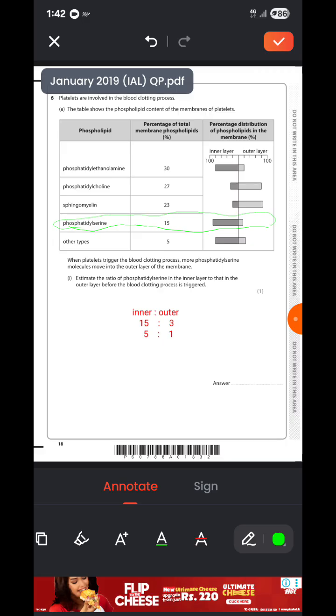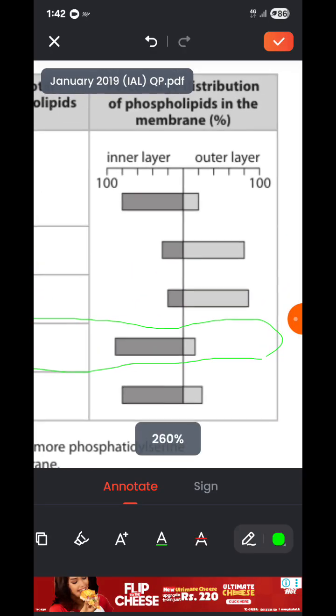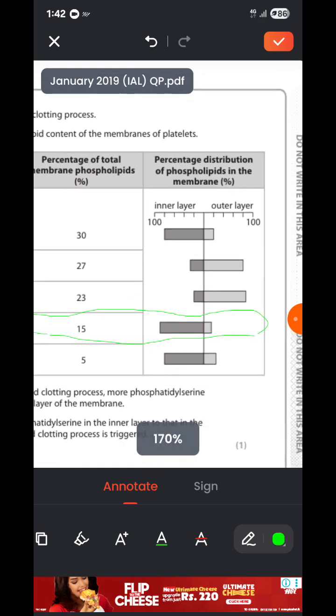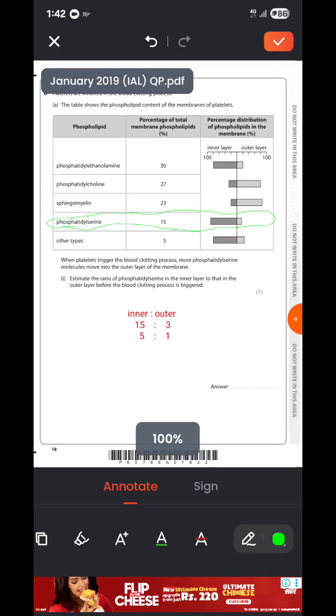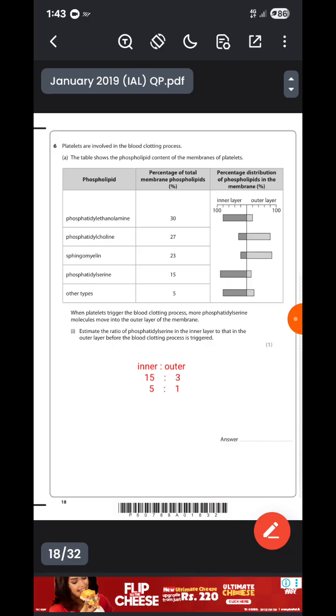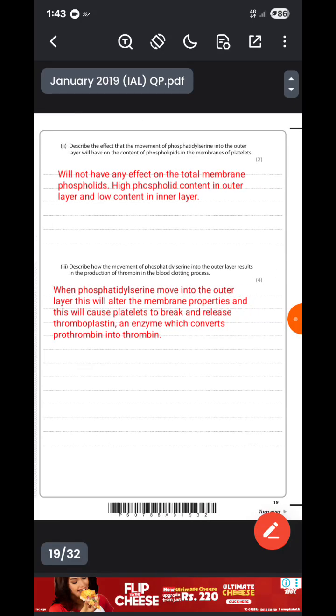So inner to outer. Inner it's 15. Here they have given the percentage of total membrane phospholipids. Inner it's 15. Outer I have taken as 3. In the marking scheme there are about 3 multiple answers, so you don't have to worry about that. You just have to take something very close. So inner to outer, 15 to 3, the ratio is 5 to 1. That's the answer. Then Roman numeral 2.